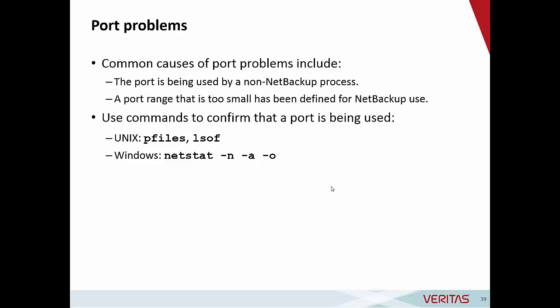There are two potential types of port issues we can run into with NetBackup, one being a port conflict, where a NetBackup service and a non-NetBackup service are fighting over the same port. Another potential issue being a port range that has been defined too small for NetBackup. So on the slide here we see examples of commands that can be used in Unix and Windows for the first scenario, where we suspect that a port may be being used by a non-NetBackup process.